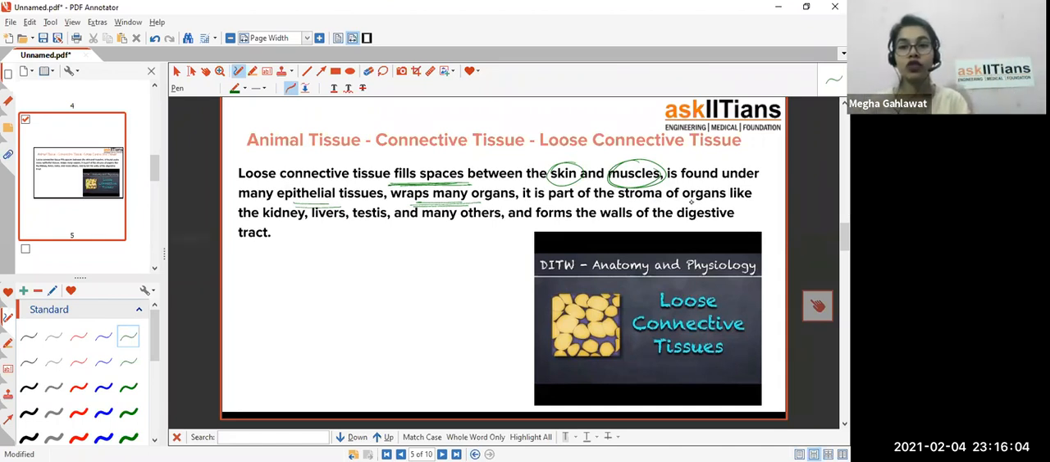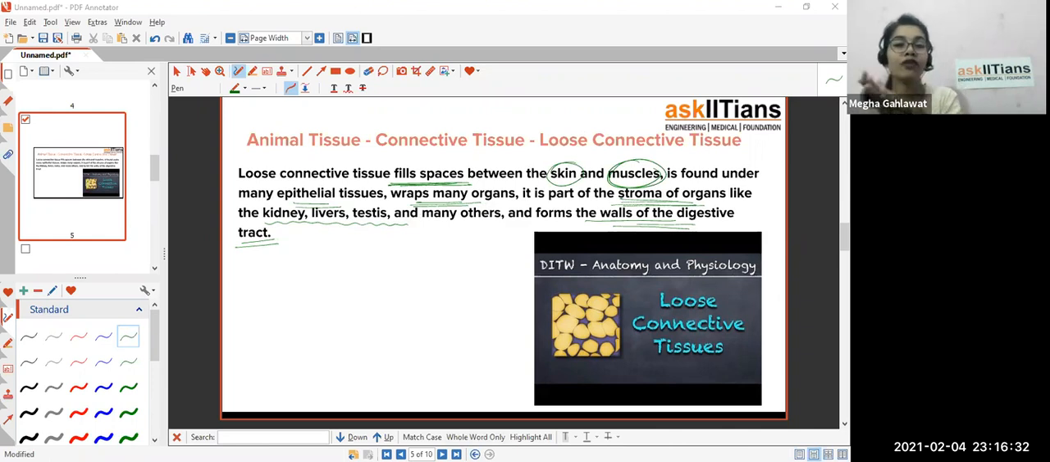And they're a part of the stroma of the organs, like kidney, liver, testes. Stroma is basically the making, okay? Making as in the internal part of the organ, okay? And they form the walls of the digestive tract. That is why our digestive tract is really, really strong, and it keeps on gurgling and mixing the food along with the digestive enzymes so that we get our food properly digested.